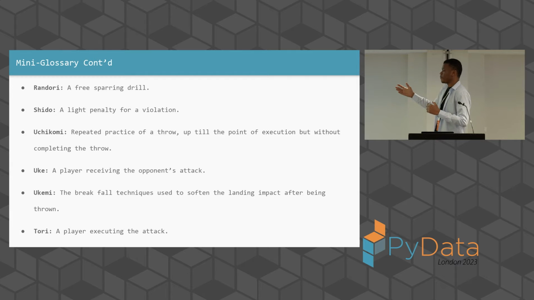The uke is the player receiving the opponent's attack, while ukemi is a group of break fall techniques. So it's not just about the throws, it's also about the falls. To do judo, you need to learn how to fall so you can protect yourself while falling. That makes it much more beneficial, because now you don't just fall without the right techniques in place. And the tori is the player executing the attack.